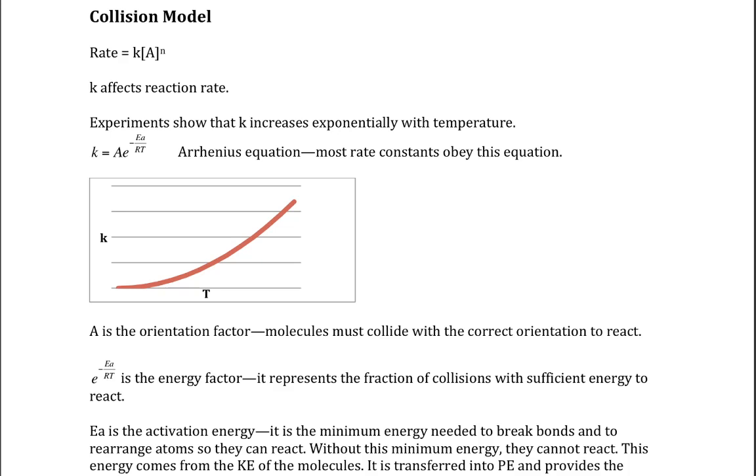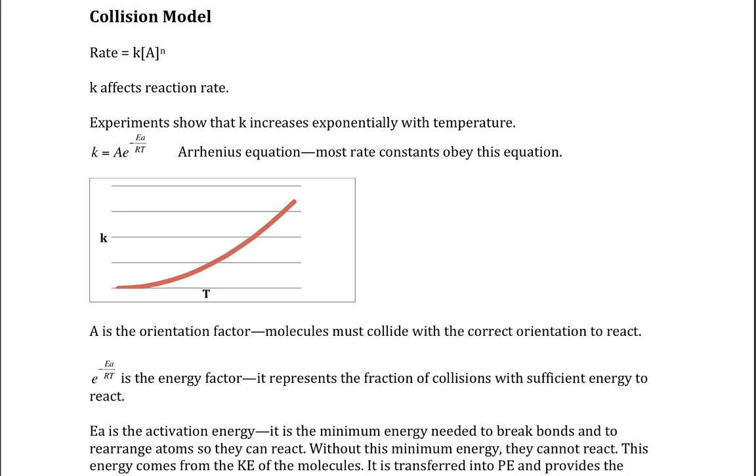K, it was found, K in general equals A times e to the minus EA over RT, where this is called the Arrhenius equation, and most rates obey this equation. Now, within our rate constant equation, A is not the A that represents the reactant. A is something altogether different.